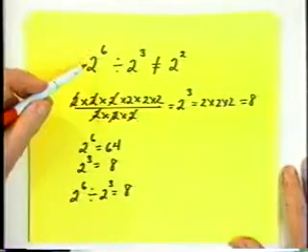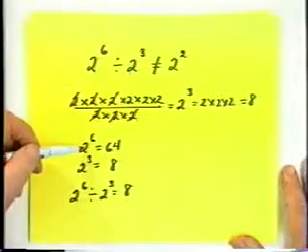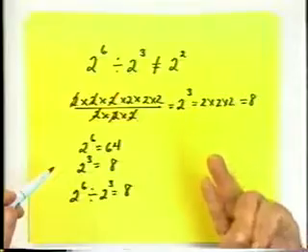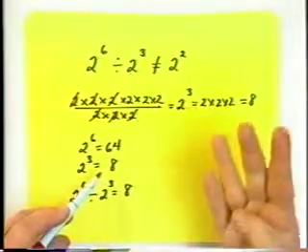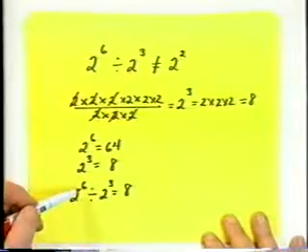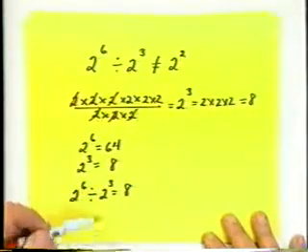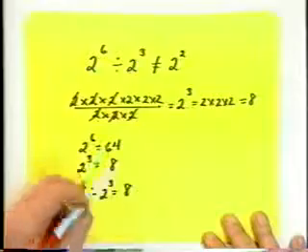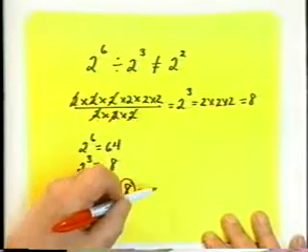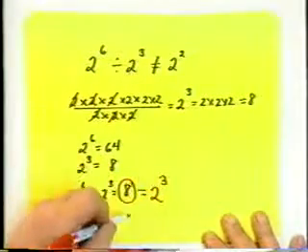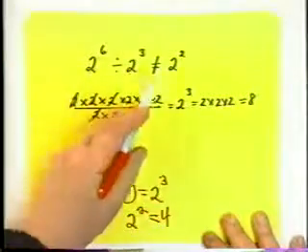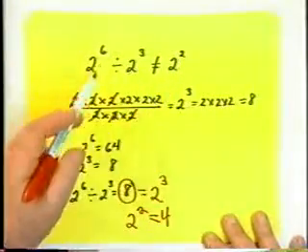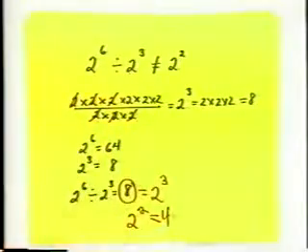And now let's check to see whether this works or not. 2 to the 6th power is 2, 4, 8, 16, 32, 64. 2 to the 3rd power is 2, 4, 8. 2 to the 6th divided by 2 to the 3rd is 64 divided by 8, and that answer is 8, which happens to agree with 2 to the 3rd. 2 to the 2nd only happens to be 4. So no matter how logical this looks, it doesn't count unless it follows from the definition.